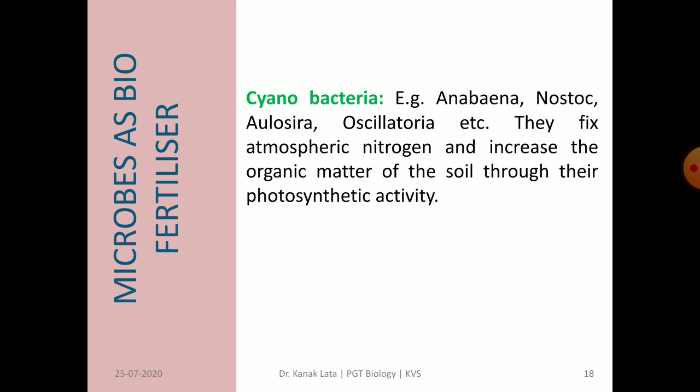Now the last one is cyanobacteria. Cyanobacteria means blue-green algae. Cyanobacteria like Anabaena, Nostoc, Aulosira, Oscillatoria are autotrophic and are able to fix atmospheric nitrogen and increase the organic matter of the soil, and also help in increasing the fertility of the soil. In paddy fields, cyanobacteria serve as an important biofertilizer.